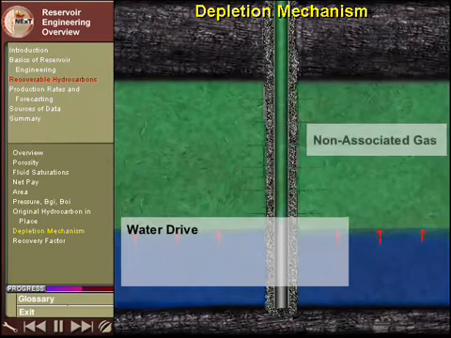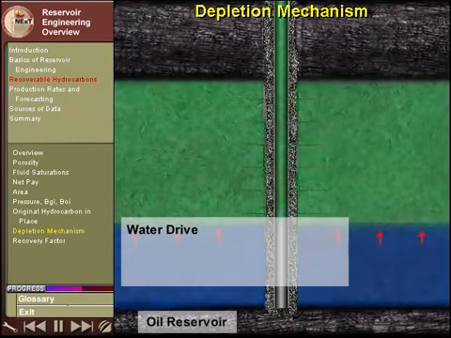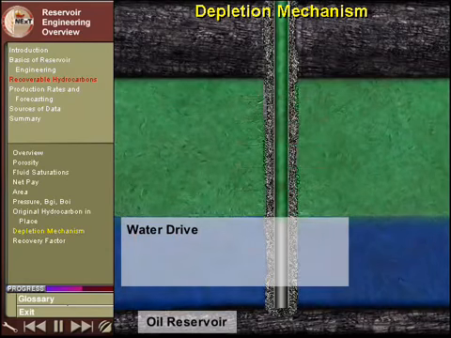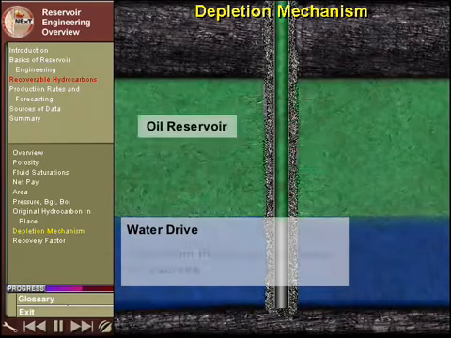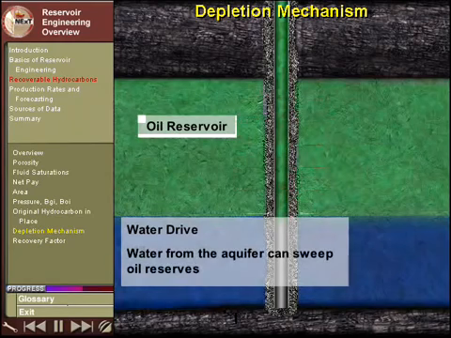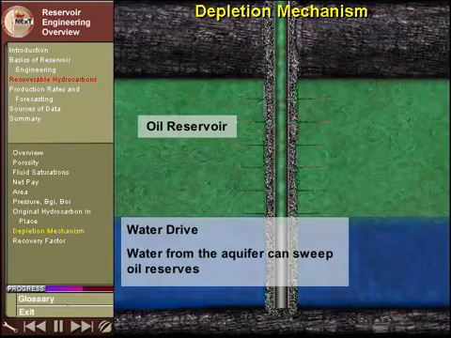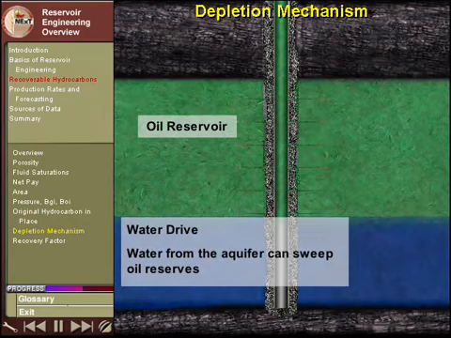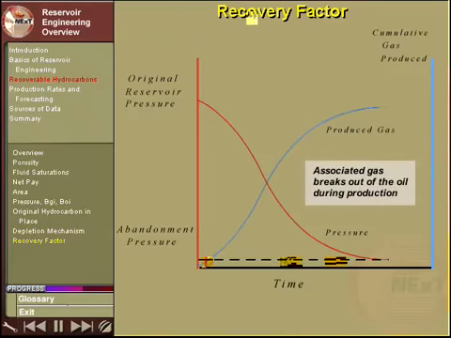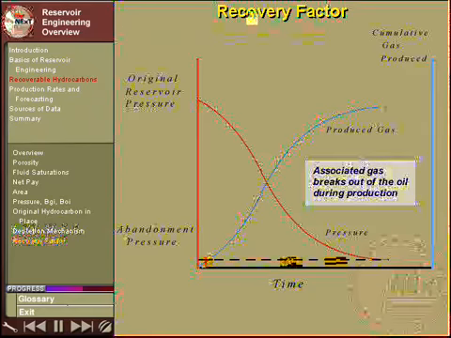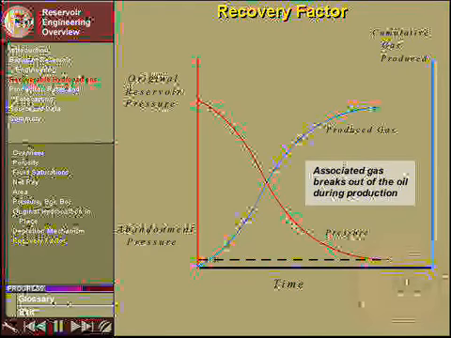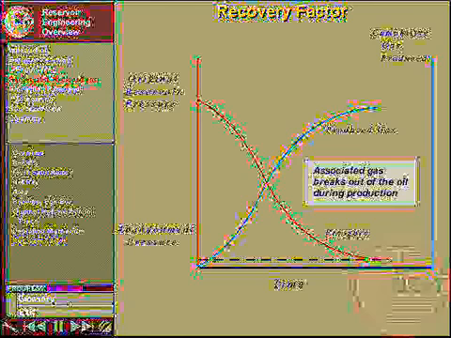The drive mechanism for oil recovery in water drive reservoirs is from the pressure support provided by the aquifer. In addition to pressure support, oil recovery in a water drive reservoir can be enhanced by the sweeping effect that the water has on the oil when it moves from the aquifer through the producing reservoir. The recovery factor is the fraction of the original hydrocarbon in place that is recoverable from the reservoir.